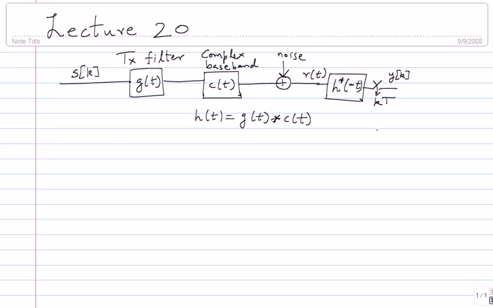So it seemed like one thing to do to get rid of the anti-causal ISI was to filter with 1/gamma^2 M*(1/z*). How did I get that? You look at the spectrum of rho_h(k). So you see rho_h(k) is actually what? It's h(t) convolved with h*(-t) sampled at kT. So that's rho_h(k).